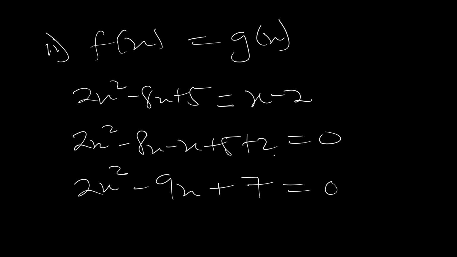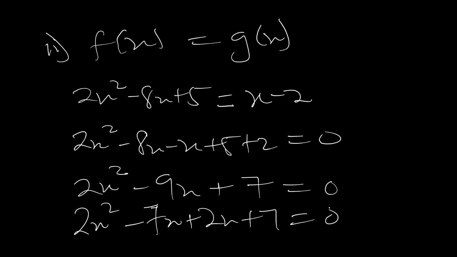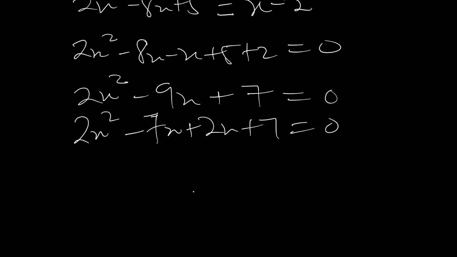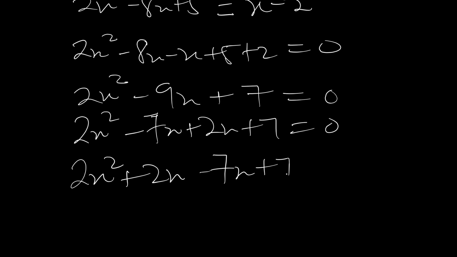Now when we multiply 2 by 7, we have 14. So we look for two numbers. When we multiply, we get 14, and when we add, we get negative 9. And that will be negative 7 and negative 2. So you have 2x squared minus 7x minus 2x plus 7 is equal to 0. We can rearrange this to get 2x squared minus 2x minus 7x plus 7 is equal to 0. Now let's group and factorize.